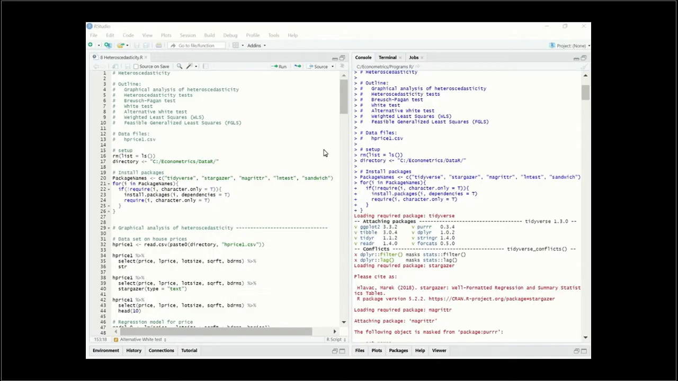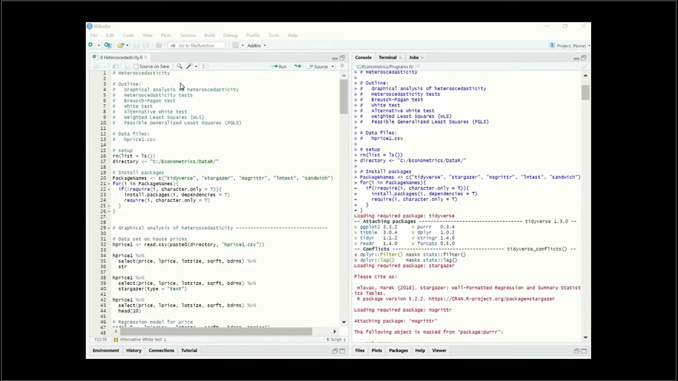I have opened up the R script here and I have downloaded the data file called hprice1.csv. I have put it in this directory here. And I have run this program here, and these are the results in the console, which I have put to the side instead of at the bottom.